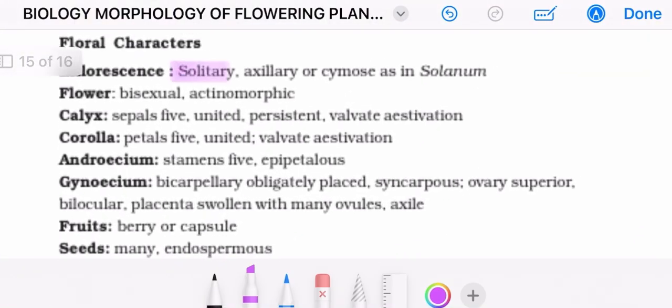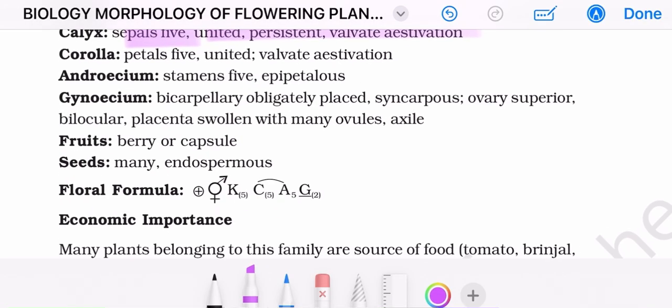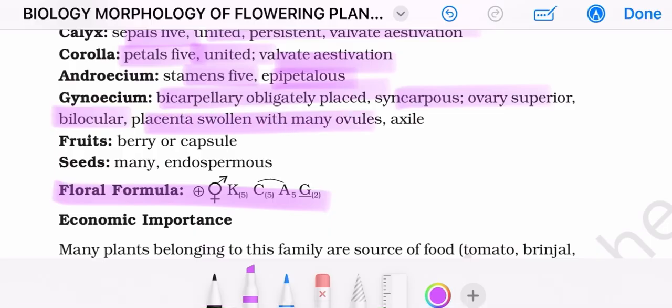Floral characters: inflorescence solitary, axillary or cymose, as in Solanum. Flower bisexual, actinomorphic. Calyx sepals 5, united, persistent, valvate aestivation. This all can be understood from the floral formula. Corolla petals 5, united, valvate aestivation. Androecium stamens 5, epipetalous. Gynoecium bicarpellary, obliquely placed, syncarpous, ovary superior, bilocular, placenta swollen with many ovules, axile. Fruits berry or capsule, seeds many, endospermous.